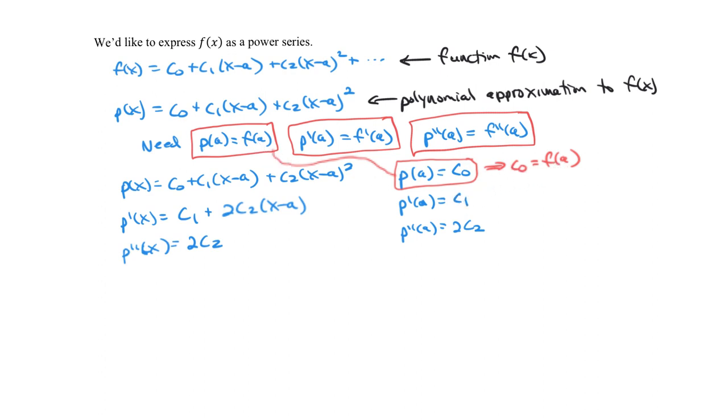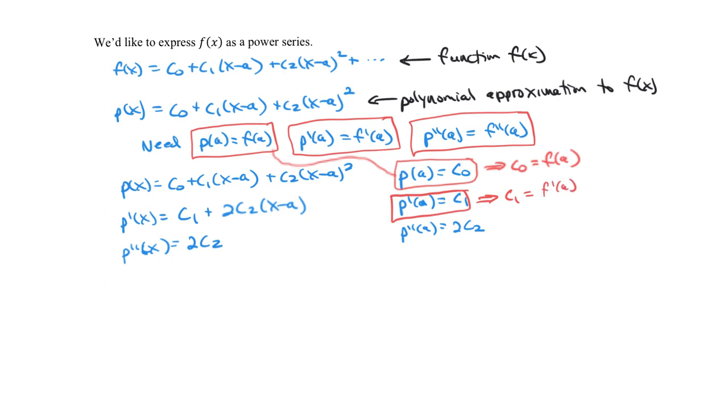We can do something very similar here with this one and this one. P prime of A is C sub 1. But also P prime of A is F prime of A. So that means that using those two things, we can see that C sub 1 is going to be F prime of A. Okay, that is kind of ugly. Let me try that again. So that is going to equal F prime of A.